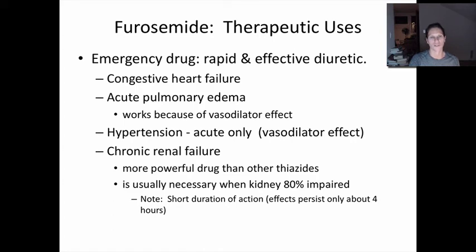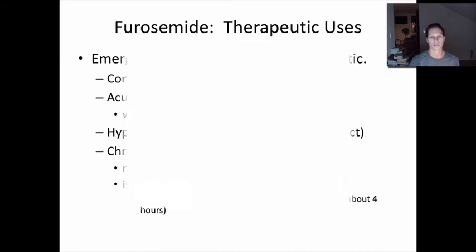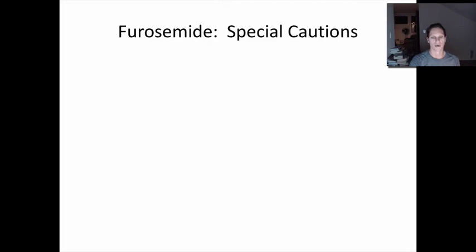Chronic renal failure. Without getting too into the renal failure, basically, when somebody's kidneys are failing, they're not able to move fluid through them at all. And so when the kidney is 80% impaired, it's oftentimes necessary to use a drug like furosemide for a short period of time to kind of flush through, remove a bunch of fluid from them because they can't get rid of it otherwise.